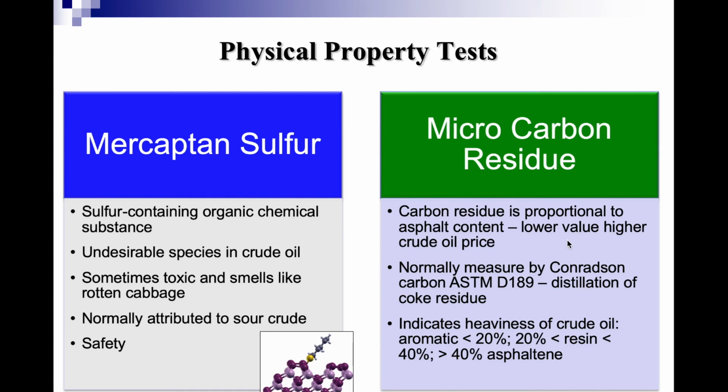Micro carbon residue. Carbon residue is proportional to asphalt content. A lower value gives a higher crude oil price. It is normally measured by Conradson carbon, ASTM D189, distillation of coked residue, and it indicates the heaviness of the crude oil, aromatic according to the percentage given.